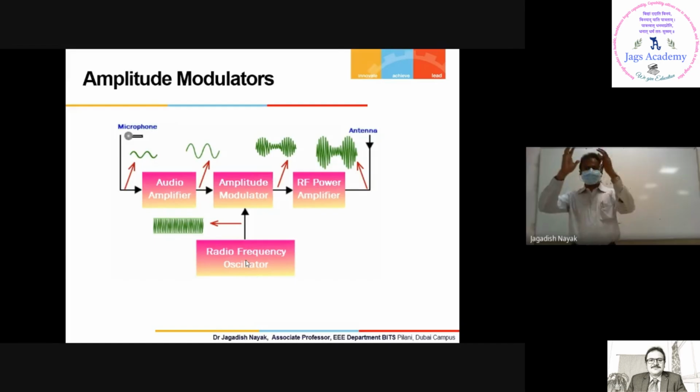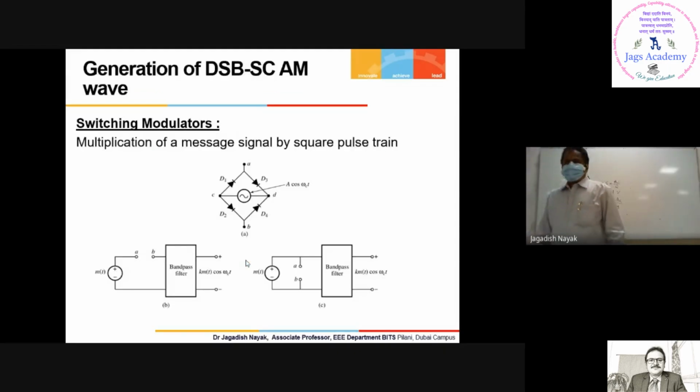Now this is actually a transmitter, an AM transmitter, an amplitude modulation transmitter. In this course, we are not going to look at the audio amplifier and RF amplifier. It's not in the scope of this course. You have already done it in microelectronics. Now let us see about amplitude modulation.